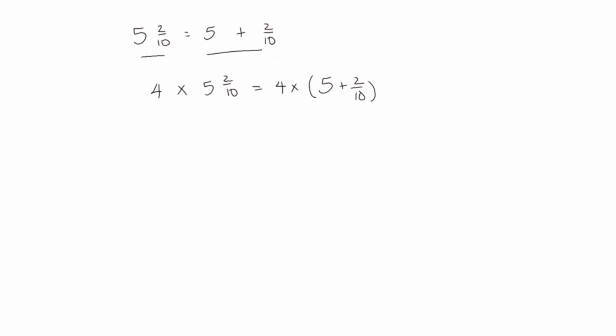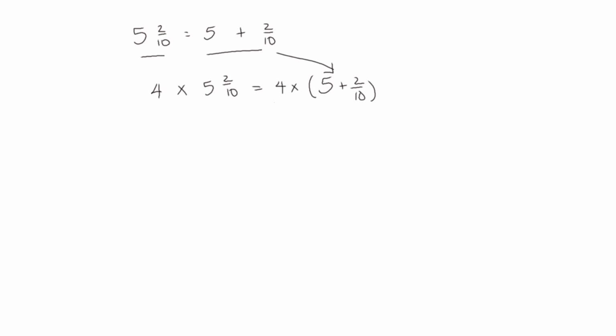Looking at a different one. Let's say we have 5 and 2/10. This is the same as 5 plus 2/10 if we separate the units. Let's say we want to do 4 times that. So 4 times 5 and 2/10. We could write it as 4 times 5 plus 2/10. We said here 5 and 2/10 is equal to 5 plus 2/10, so we substituted that in here.